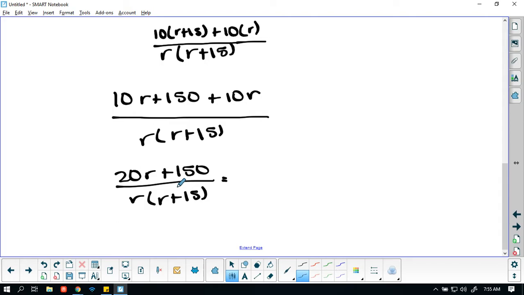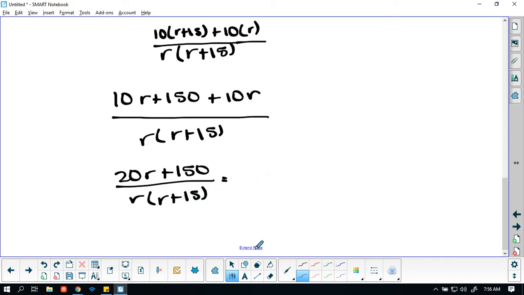Let's see if there is anything else. 20 and 150. I don't think that works. Is it? No, I don't think so. No, it's 7.5. 20, 2 and 10. No, I think we're good. So we have 20R plus 150 divided by R times R plus 15.